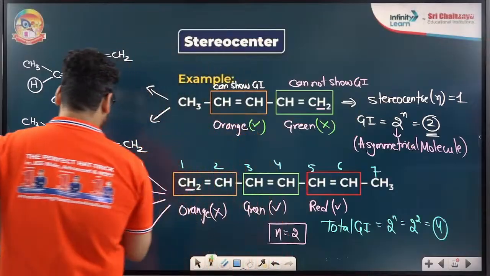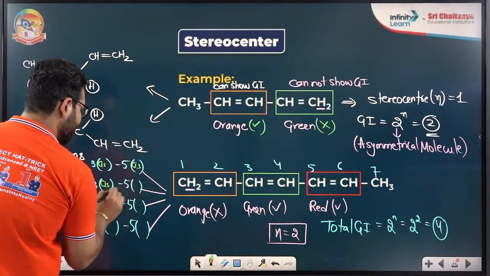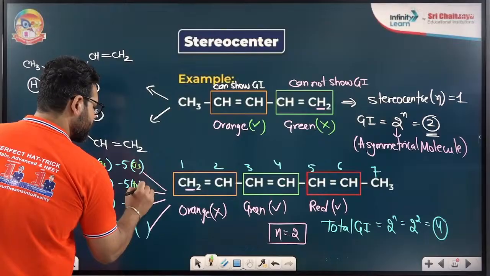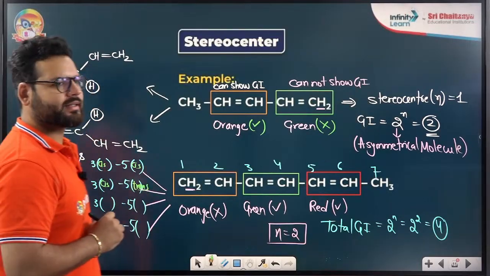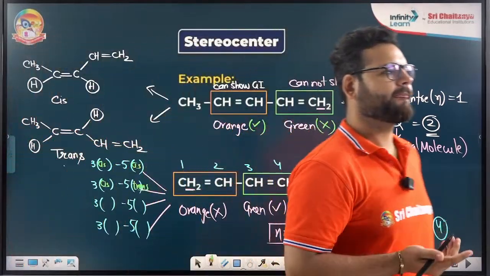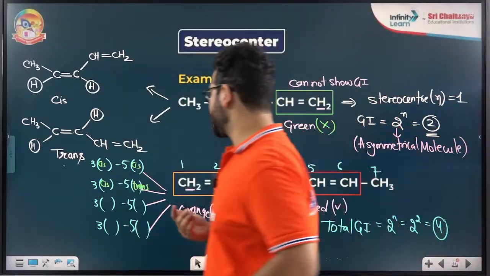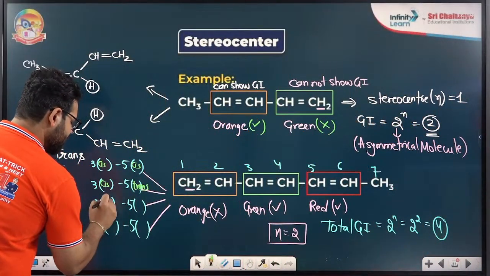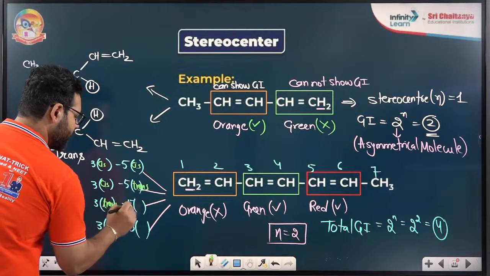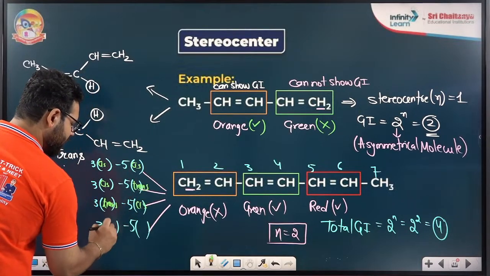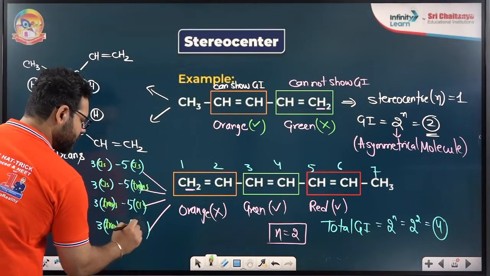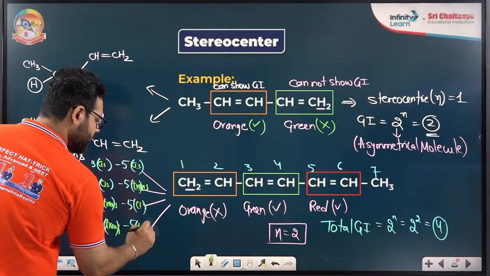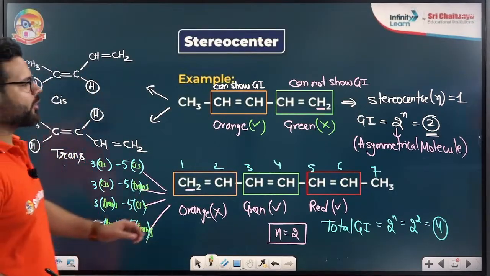Second will be 3 cis, but 5 becomes trans: 3 cis, 5 trans. Then next could be 3 trans, 5 cis, or both are trans: 3 trans, 5 trans. So is the formula clear to everyone?